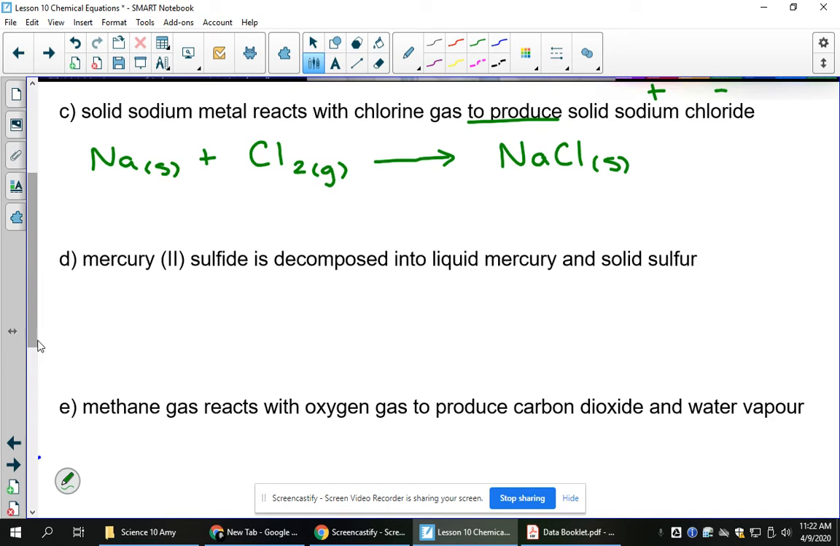Okay, go to the biggest number first. I see the 2 with the chlorine. I'm going to make 2 chlorines over here. How do I do that? Put a 2 in front. That just changed it to 2 sodium, so I need to change this to 2 sodium. Put a 1 where you don't need a number if you wish.